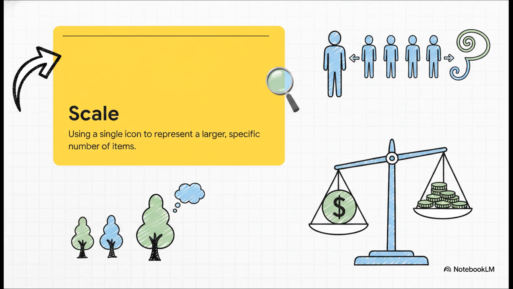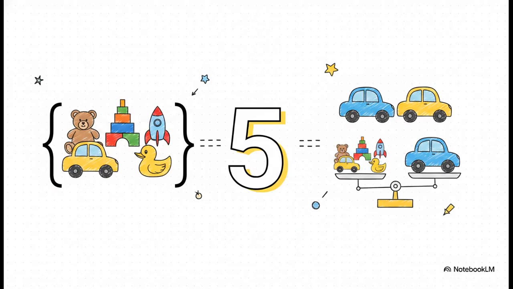Enter the second major solution of our chapter, a super clever shortcut introduced by a character named Dipesh. It's called a scale. A scale lets you record a massive amount of things using way fewer icons. So instead of one drawing equaling one object, you assign a larger, specific number to that single icon. Let's see how this actually works. Check out this number, 5.